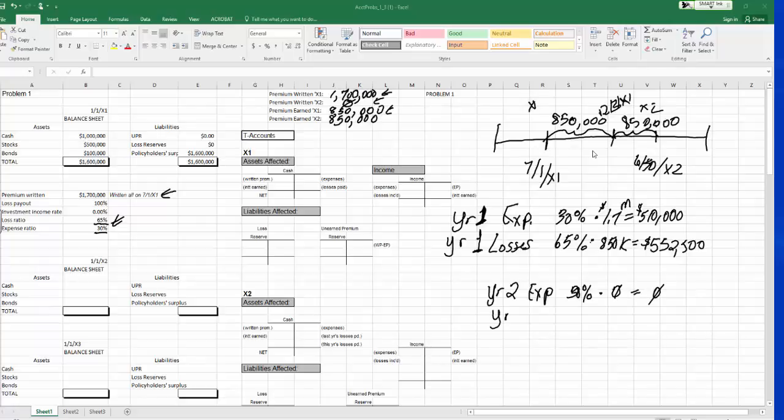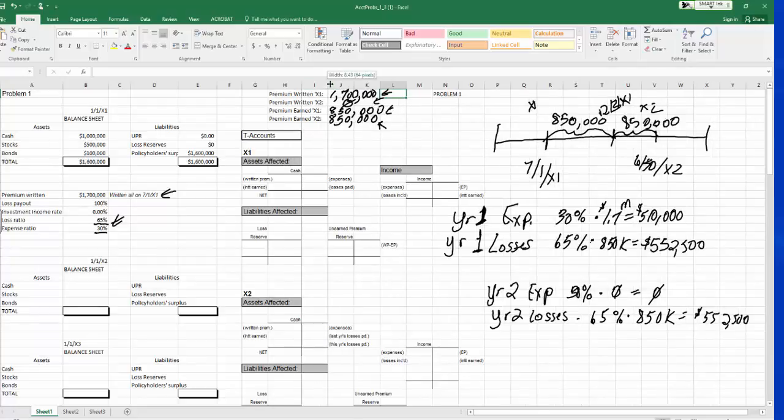Our year 2 losses are 65%, and the number happens to be the same because we earned half of it in year 1 and half of it in year 2. So 65% of $850,000 for, again, $552,500. So now we need to put these numbers into the T account where appropriate.